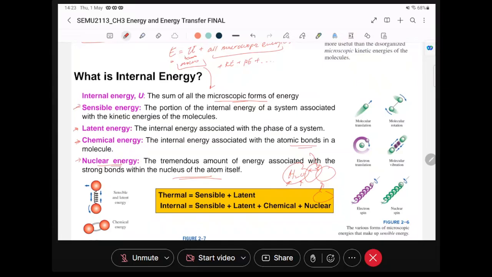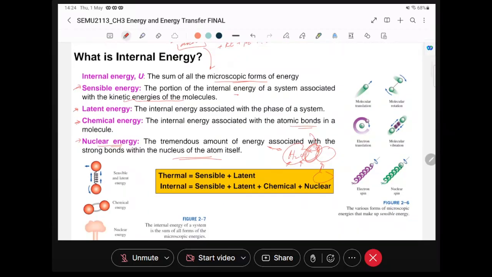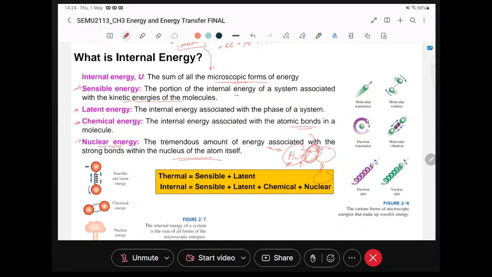And then there is another form of energy called the sensible energy. So this is the internal energy of a system associated with the kinetic energy of the molecules. Obviously, in a gas, slightly in the liquid, but mostly in the gas, because it's a kinetic energy. So the molecules are just moving around, not so much the latent energy anymore. So these are the 4 main energies, okay, available in the internal energy.